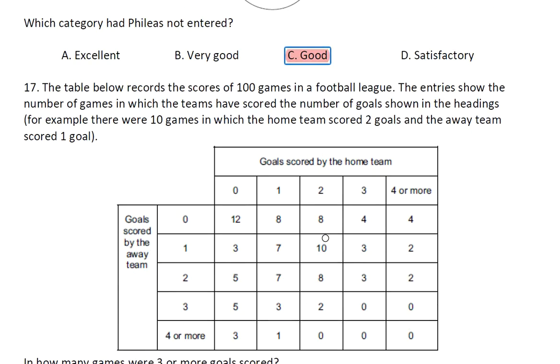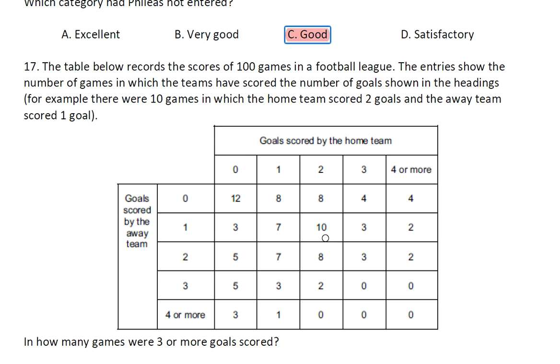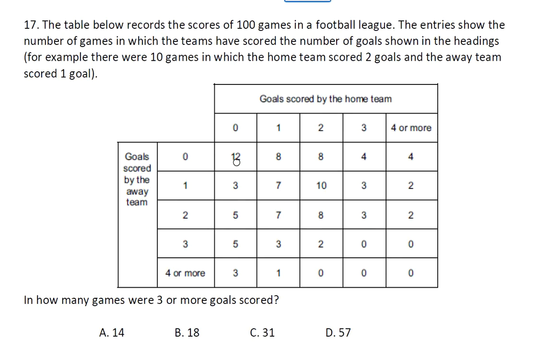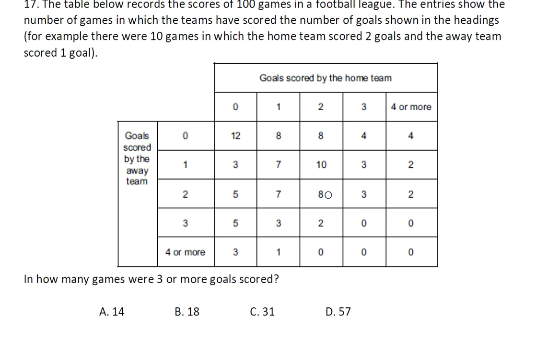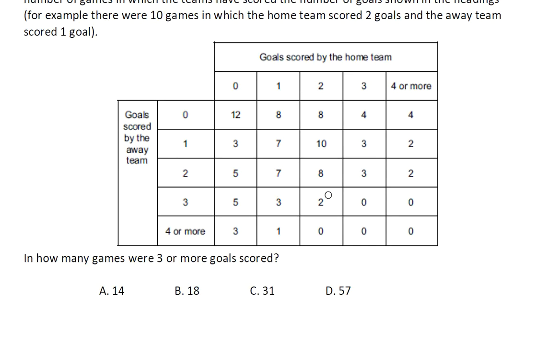All right, the table below records the scores of 100 games in a football league. The entries show the number of games in which the teams have scored the number of goals shown in the headings. For example, there were 10 games in which the home team scored 2 goals. So home team, 2 goals, and the away team scored 1 goal. So there's 1, 2, they meet there. In how many games were 3 or more goals scored?